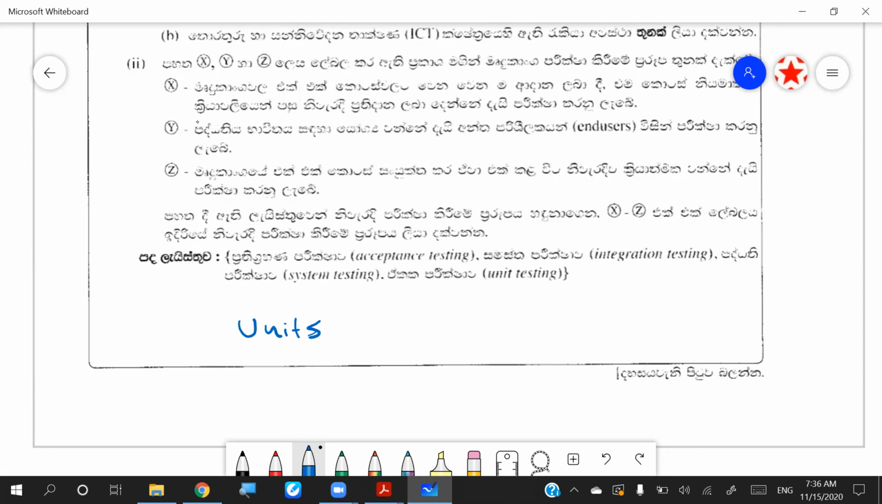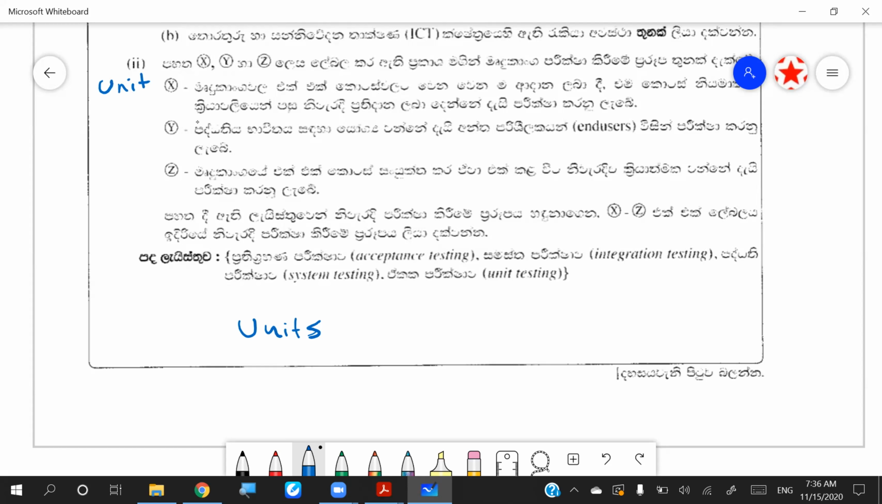Individual components are given to the programmers once it is designed, to implement the solution. Those individual components are given to the programmers and they are asked to develop them. Once they have developed it, the first task is to test their individual component by themselves, to see whether it is working okay or not. Those are called unit testing. So the first one is going to be unit testing.